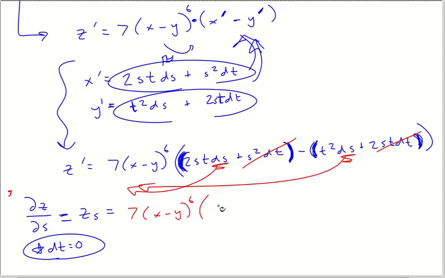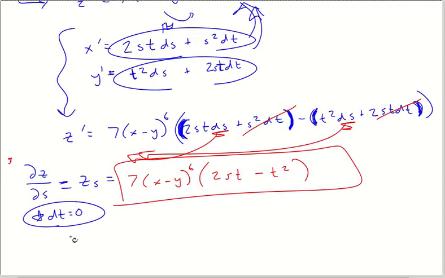So that would be a 2st. Again, you don't need a ds. And then on the other side, minus t squared. And that's it. We're done there. So there's your answer for the z sub s.